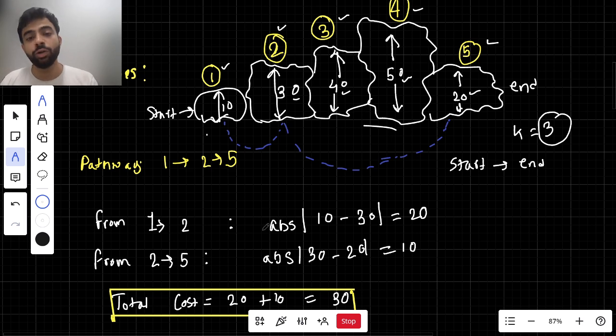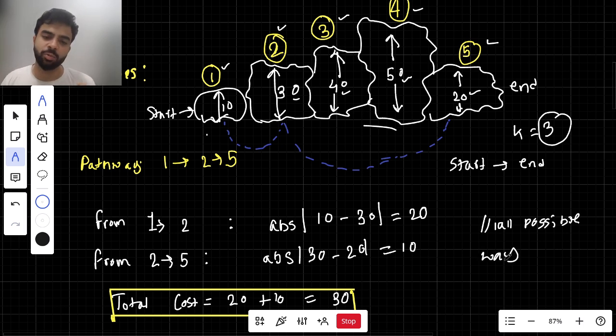That's the reason we are going to use dynamic programming. Whenever the word dynamic programming comes, remember, we have to remember all possible ways. Now this can be solved with the help of recursion and the tabulation method as well, but I'm not solving it that way, because dynamic programming helps us reduce the number of overlapping subproblems, and it is the most optimized solution possible. So from 1 to 2, we are taking the absolute difference of 10 and 30, which comes as 20.